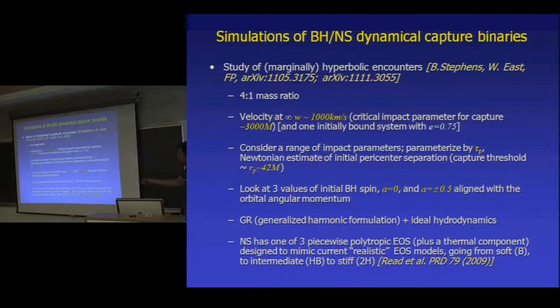Of course, in these dynamical capture systems, there's really no reason to expect that they're going to be aligned. But again, just because we have limited computer resources, we just get to solve it for a simple thing, and eventually we'll explore a more general system.